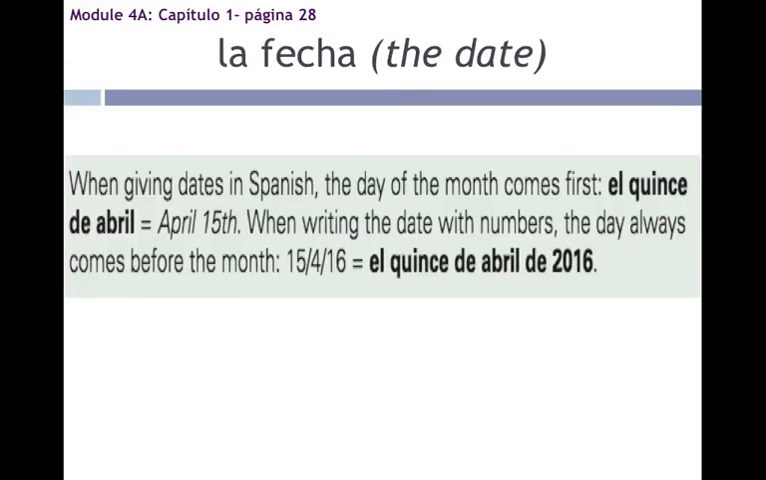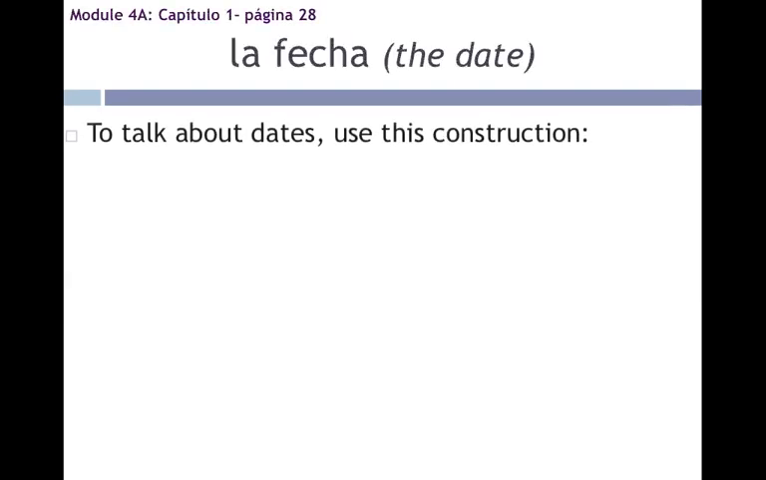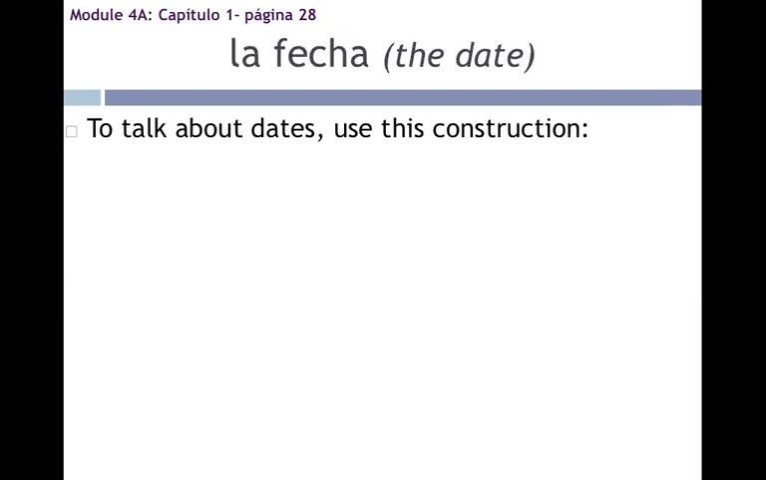So let's talk a little bit about la fecha, the date in Spanish. When giving dates in Spanish, the day of the month comes first. So notice April 15th would be written el 15 de abril. When writing the date with numbers, the day always comes before the month. So 15/4/16 would be the 15th of April, just like you would say it in an expression. We can kind of think of writing the date like using a formula. To talk about dates, use this construction, el plus number plus de plus month.